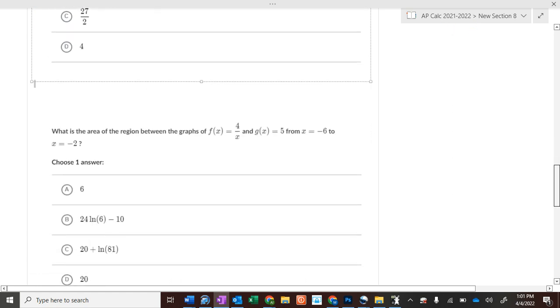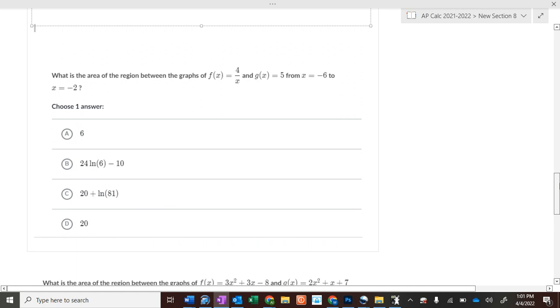Would this be the one that you get to use your calculator on the test? Yes, you should. Most of these you can use your calculator on the test. This one you might not. Okay?